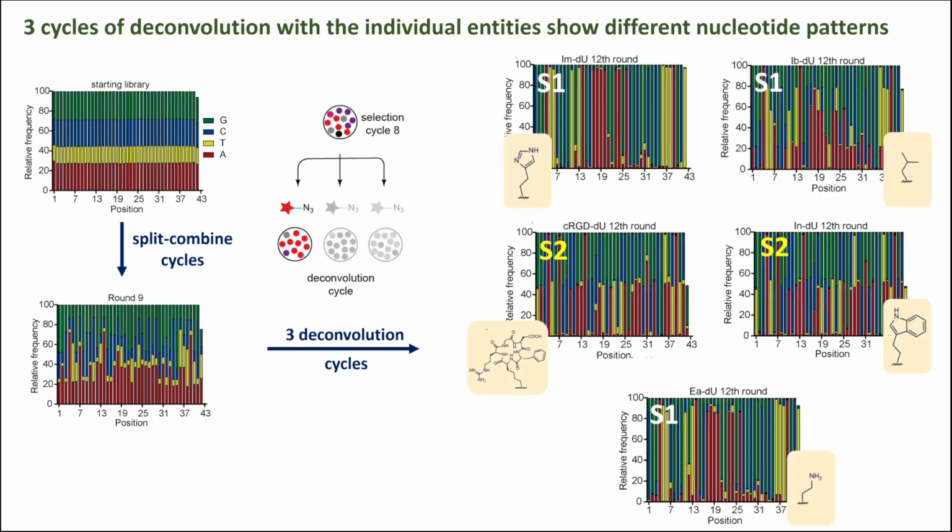What it looks like is shown here. That's the nucleotide distribution of the 3 additional cycles. That's the starting material, and after 3 cycles with just imidazole, the distribution looks like this. Isobutyl looks like this, and so on. What you can see is that with imidazole, isobutyl, and ethylamine, the distribution looks fairly similar. You can see this in this area and this area. That's really mimicking. And if you do it with the peptide and with indole, it's also mimicking, so it looks similar.